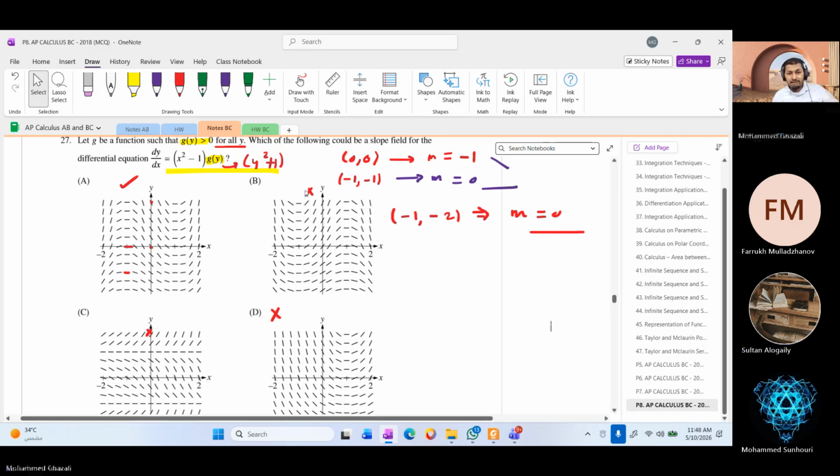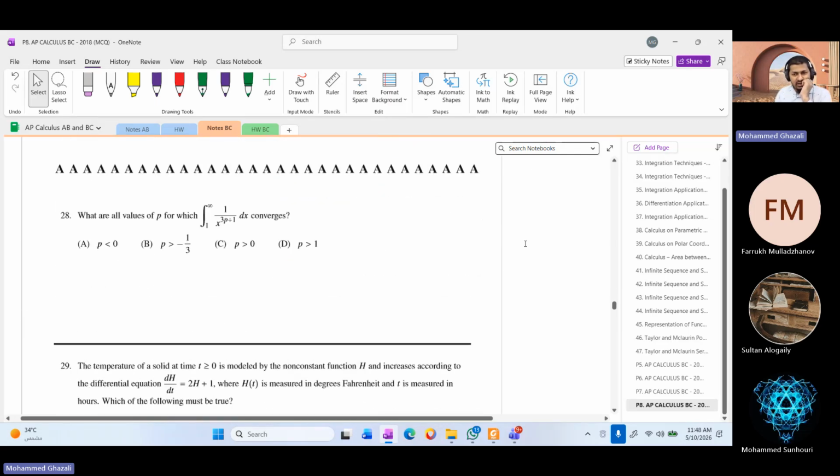And so that was the same with B. Why did I reject B? I rejected B because of the slope at the first point, 0, 0. I was supposed to get a negative slope, but I got a positive slope at 0, 0. So that's why. So just choose points and substitute, you get the answer.